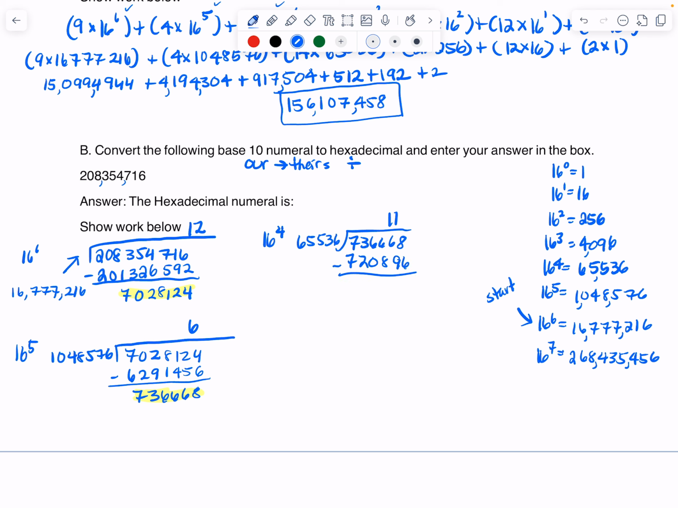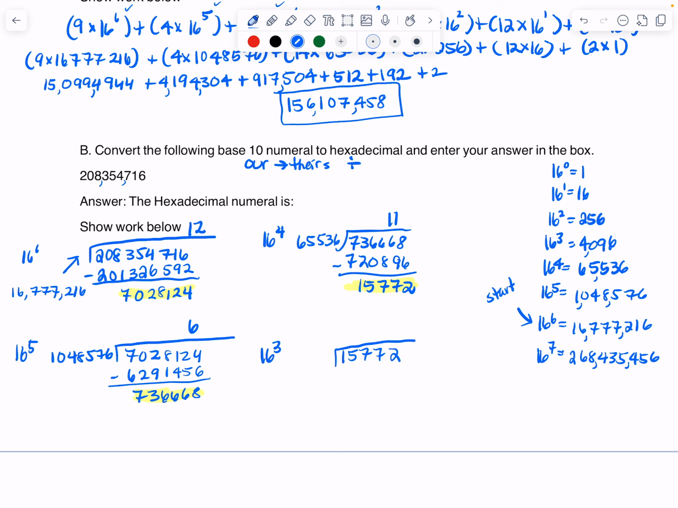I'm going to subtract. So 736,668 minus 720,896, and that equals 15,772. So again, I'm interested in this remainder, and I'm going to divide it by the next base down. So 15,772, I'm going down to 16 to the 3rd.